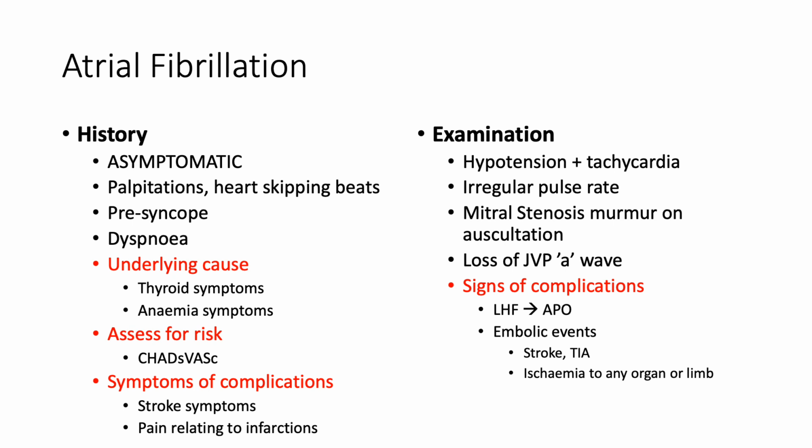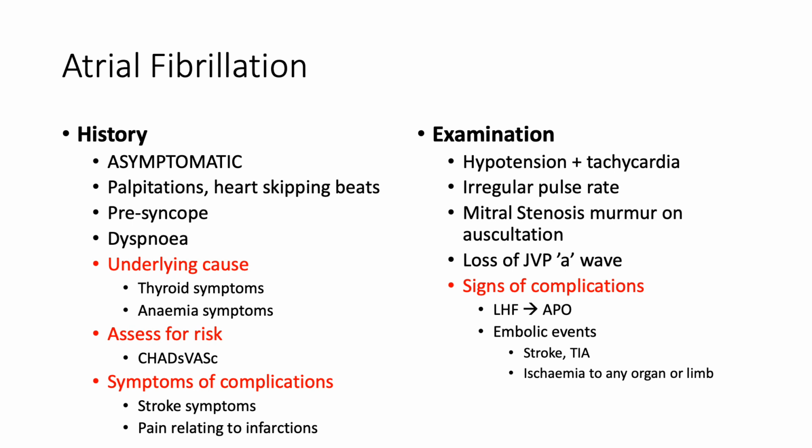On examination, you need to work out if they're stable or not. You should feel an irregular pulse rate. If it is atrial fibrillation, they might have mitral stenosis as a cause. And looking at their JVP, they'll lose their A wave. So the A wave is related to the contraction of the atria, and because that's not happening, you're not going to see that wave. And then also looking for any signs of complications.